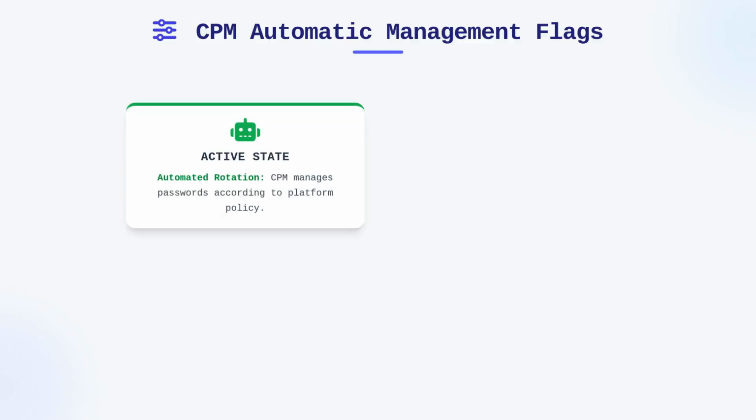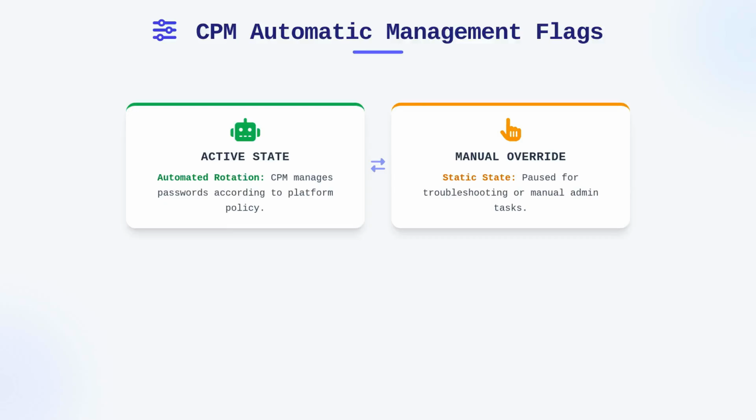You must also be diligent in managing the automatic management flags, which dictate whether a password is actively being managed by the CPM or if it is currently in a manual override state. Sometimes, you may need to temporarily pause automatic management for troubleshooting purposes without deleting the account association or altering the platform policy itself. By toggling these flags, you control the operational state of the account, ensuring that the CPM does not attempt to rotate a password while a system administrator is performing a manual task that requires the password to remain static.